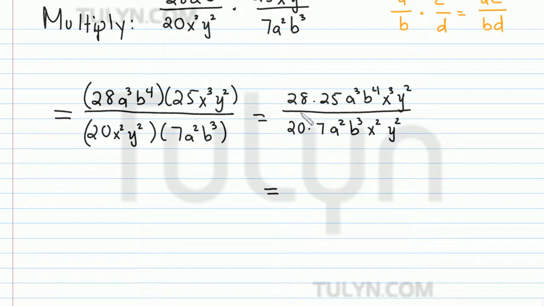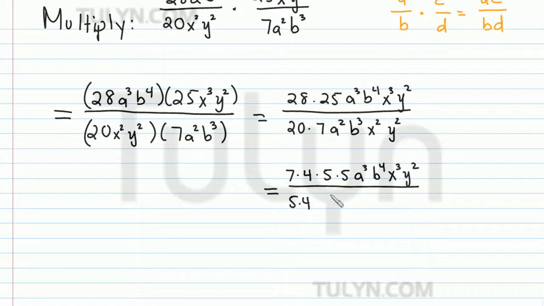So now, to reduce, what I'm going to do is write the factorizations of 28 and 25 and then 20 and 7. So 28 turns into 7 times 4, and 25 is 5 times 5. So a cubed b to the fourth x cubed y squared. And then 20 is 5 times 4, and then 7 is just a prime number, and we get a squared times b cubed times x squared times y squared.